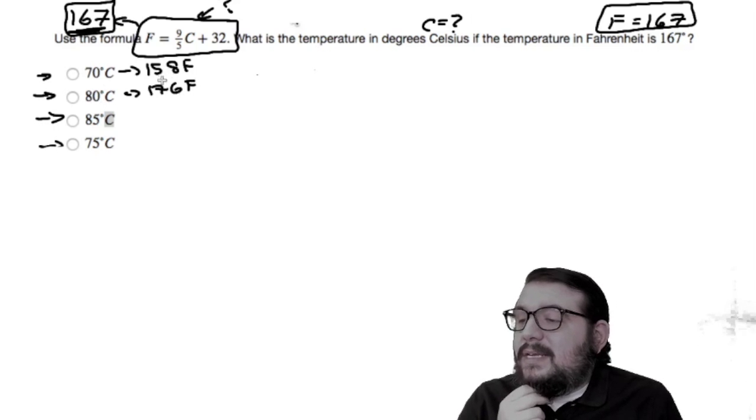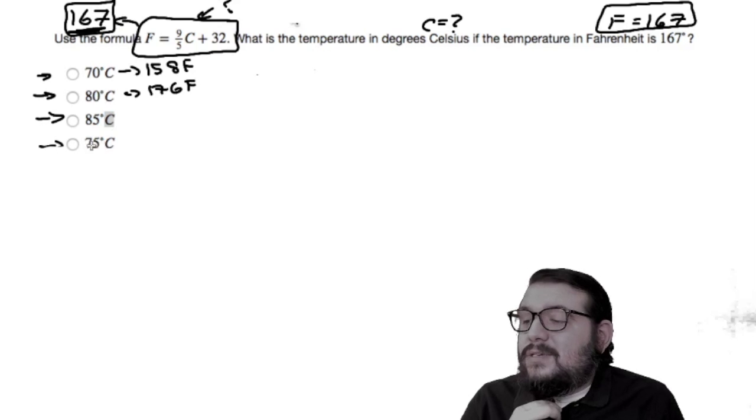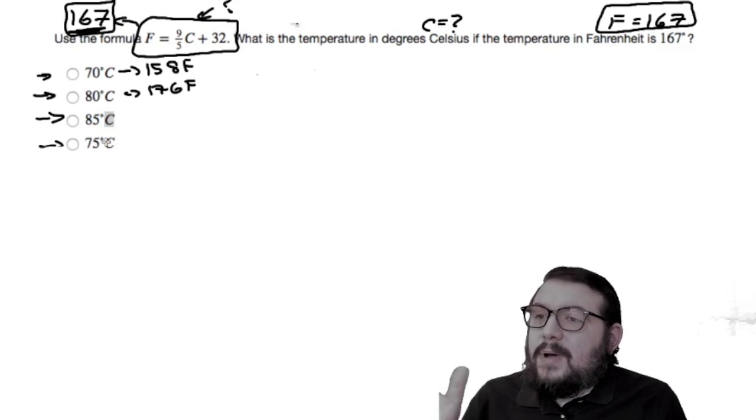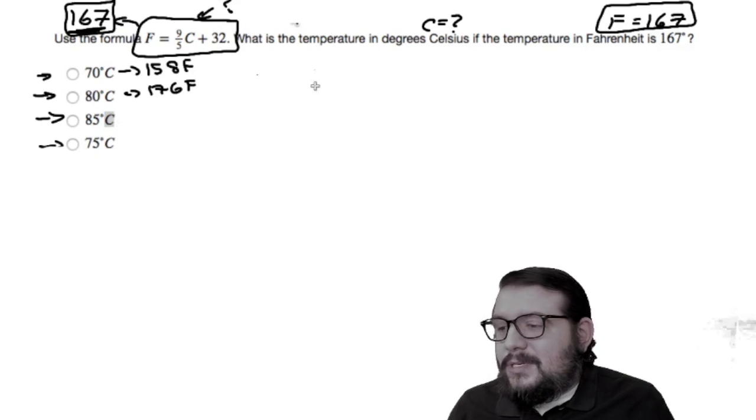One thing that I'm noticing here, 70 made 158, and 80 made 176. Now 167 is in between those two numbers. Which one of these is in between these two Celsius? We can kind of see that the correct answer should be 75. But we're going to keep it simple and just keep on going.